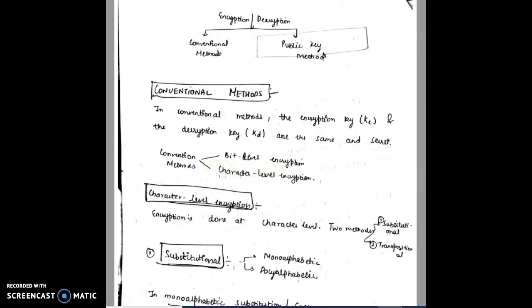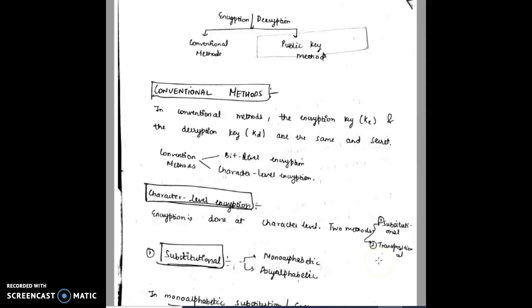Character level means, suppose you are sending the word CAT, C is a character, A is a character, T is a character. So character by character you are encrypting the text. Bit level means the ASCII of C, one bit of that, is known as bit level encryption. Let us start with character level encryption. Encryption is done at character level. I told you CAT, first on C, then A, then T. Two methods are there to do this character level encryption.